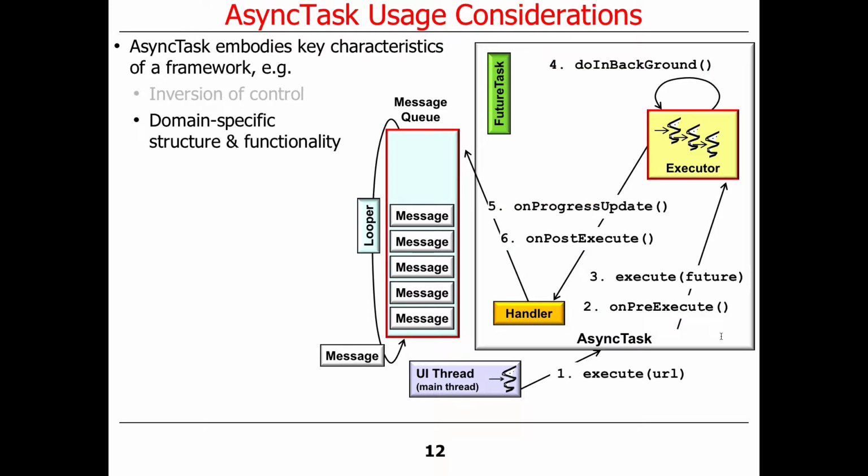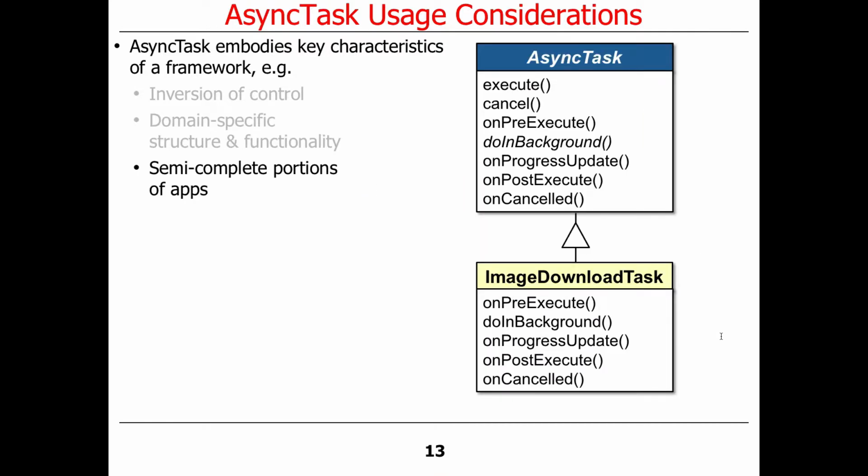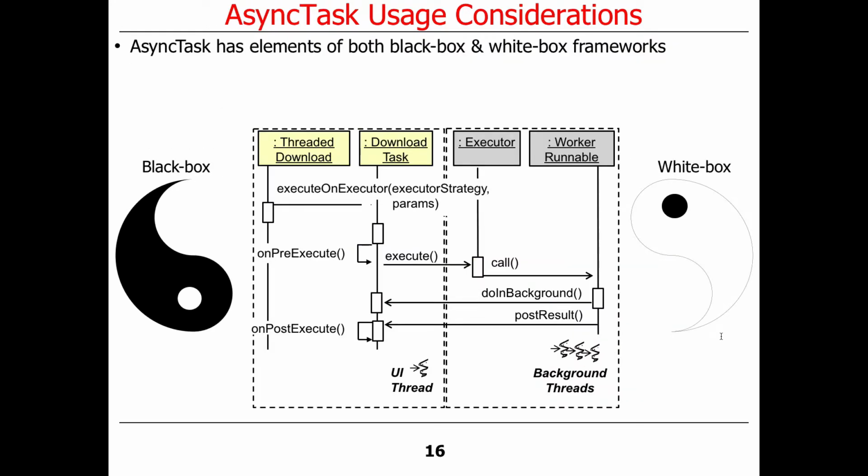It has a bunch of domain-specific structure and functionality. All the stuff that we see here, executors and message queues and handlers and all that good stuff, those are all from the domain of concurrent programming. And it implements a semi-complete portion of an application where a lot of the code is done for you. Those 676 lines of code are given out of the box, so you don't have to re-implement them. And instead, you simply come along and override whatever method or methods you find important for what you're doing. So certainly do in background, but could be other methods as well, like on post-execute and so on.